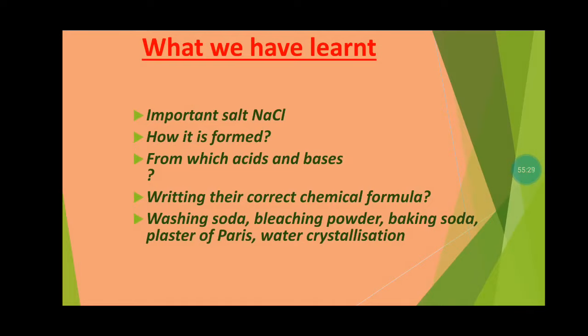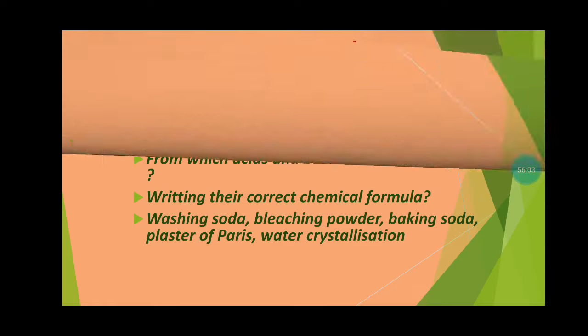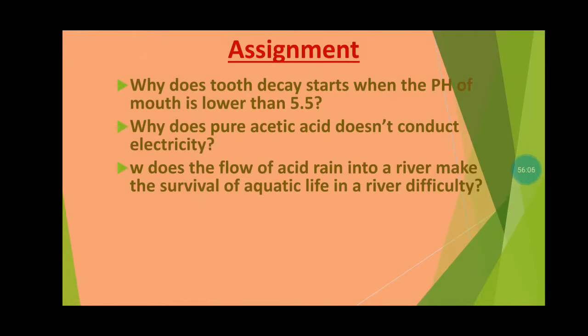In this topic we learnt about the important salt NaCl, how it is formed, from which acids and bases, and writing their correct formula. And what are the other salts derived from NaCl? Washing soda, bleaching powder, baking soda, plaster of Paris. All these are prepared from our common salt, and we also studied plaster of Paris and water of recrystallization. I will give a small assignment for you.